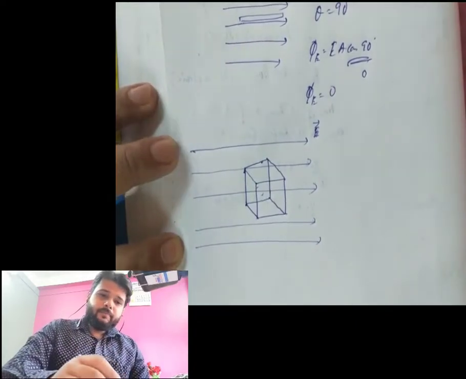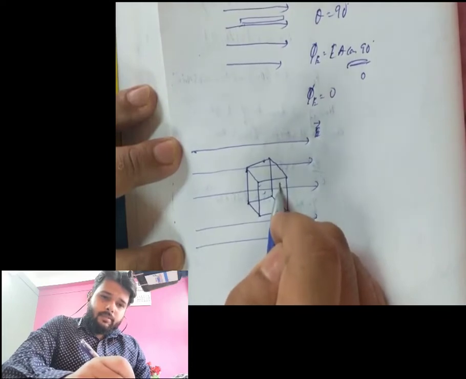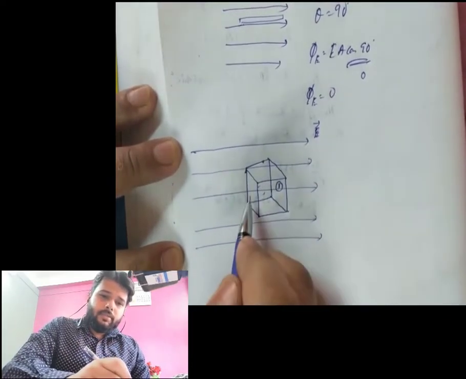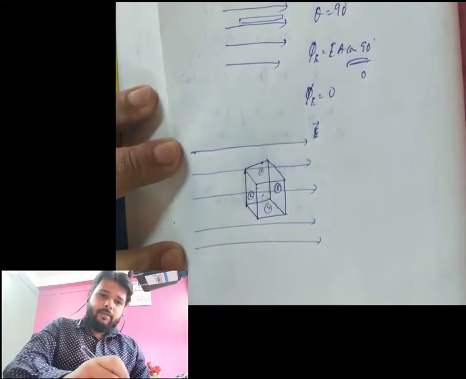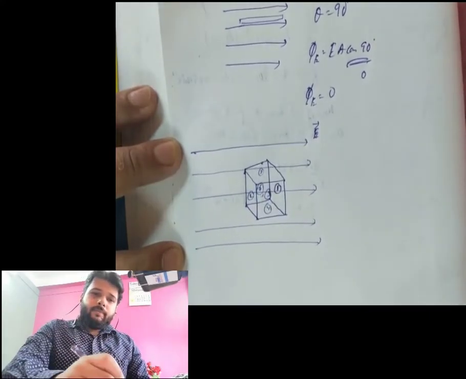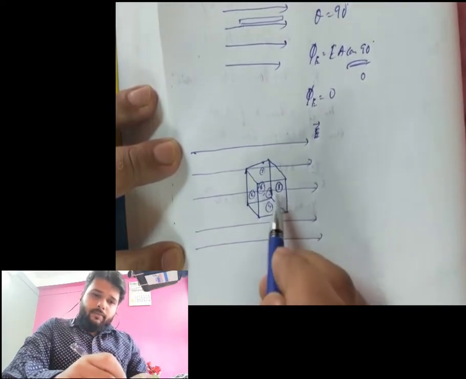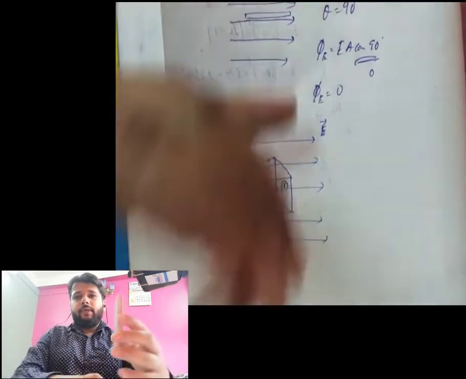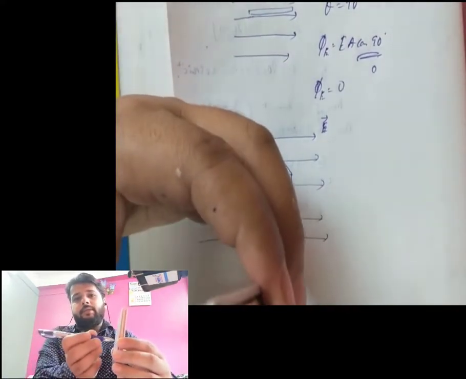Now if I name the surfaces, number the surfaces. This is surface number 1, this is surface 2, 3, 4, the front one is 5, and at the back it is 6. Okay, so let's talk about the first surface. The first surface is kept like this. So this is the surface, and here electric field is here.